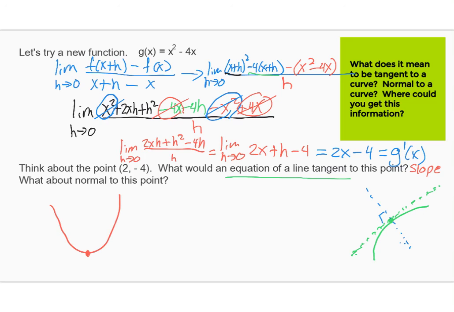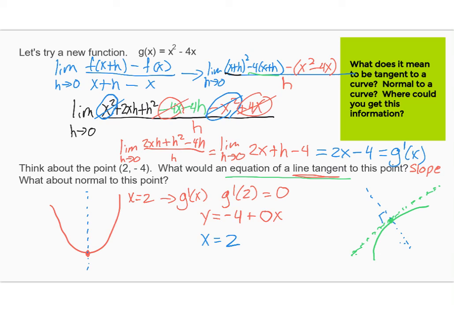We can plug that point into our derivative. What that's going to tell us is the numerical value for the slope at this point. So g prime of 2 is going to be 2 times 2 is 4, minus 4 is 0. This is horizontal. The equation for the tangent line is going to be y equals negative 4 because we have a horizontal slope. You could also have written that as negative 4 plus 0x, and that would have been okay. For a normal line, so now we're talking about a vertical line, we're going to end up with x equals 2 for this normal.